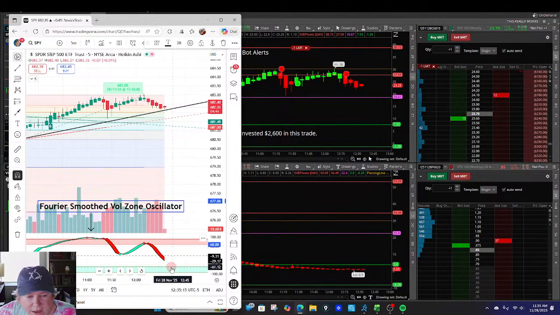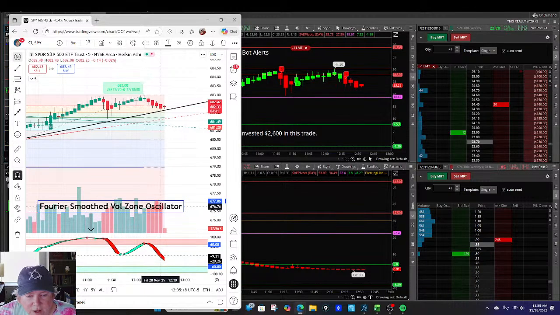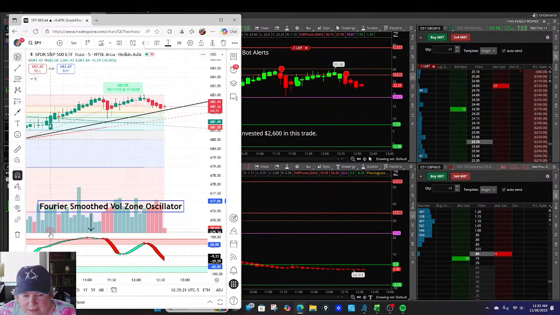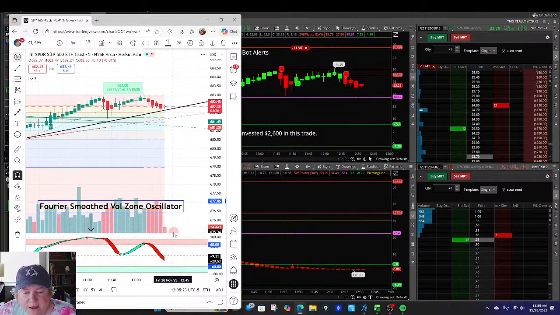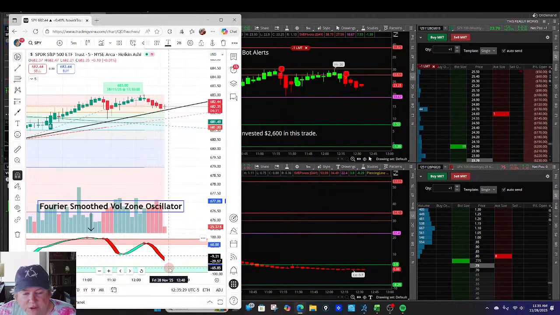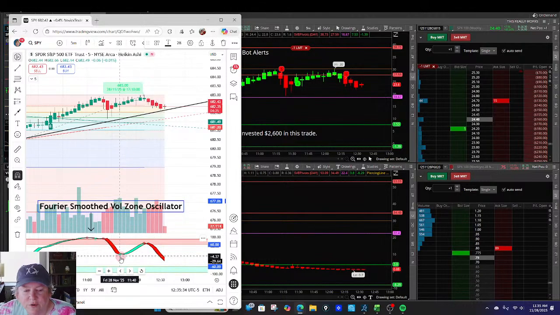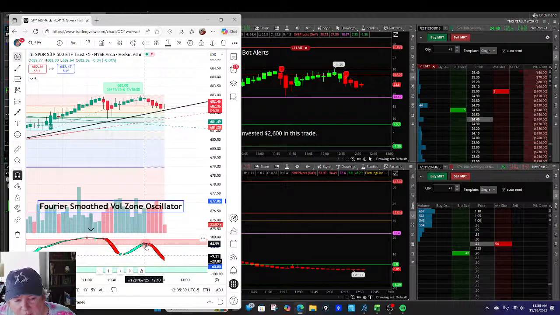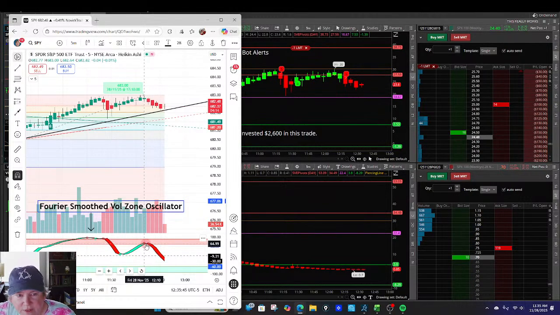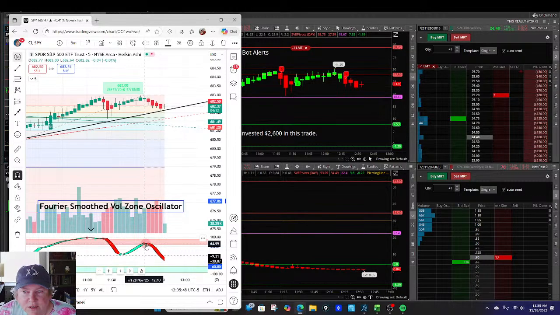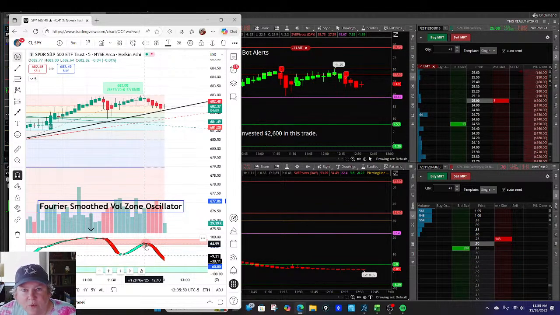The Fourier smoothed volume zone oscillator, also known as FSVZO. That's something I came upon, and it's really neat because it tells easily when the trend is changing. The point to buy is where the circles are. The green circle is buy calls, and when you see a red circle, you buy puts. But today there's been a definite trend upward, and so I'm staying in this trade. I'm down now $125, and it's just like a roller coaster ride.